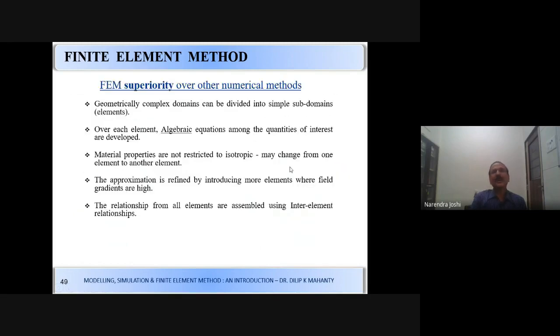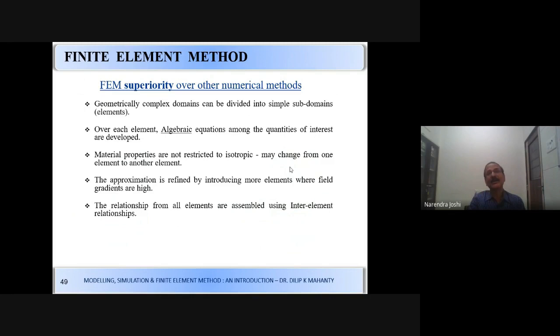Why is this superior over other numerical methods? Any kind of complex domain can be handled by the finite element method. Over each element, algebraic equations among the quantities of interest are developed, not differential equations. That means I am going to get definitive answers. Different types of material properties can be used. It's not only isotropic, many kinds of properties. And please remember, multiple elements can be joined together, and we can analyze multiple types of element properties.